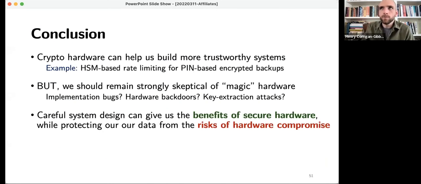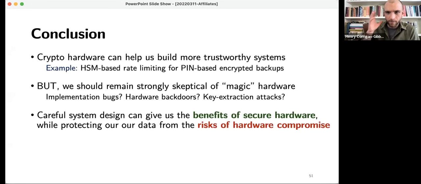Zooming out a bit, what was interesting to me about this project is that I think we all know that cryptographic hardware can help us build more trustworthy systems. So HSM-based rate limiting for PIN-based backup is a super useful way to get both security and usability for encrypted backup. At the same time, though, I think we should be super, super, super skeptical of using these kinds of magic hardware boxes to solve our security problems, because these hardware boxes often fail. There can be implementation bugs, there can be backdoors, there can be physical attacks. There are all sorts of ways in which hardware can be weaker than we would like it to be.